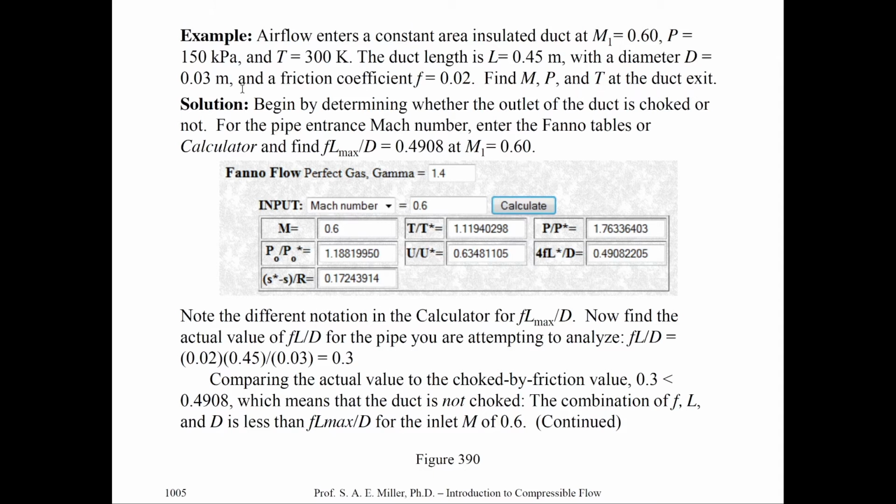Now with Fanno flow problems, we always seek to find, say, 4FL over D or FL over D, depending on the frictional tables.